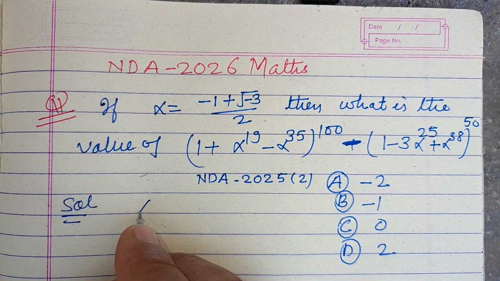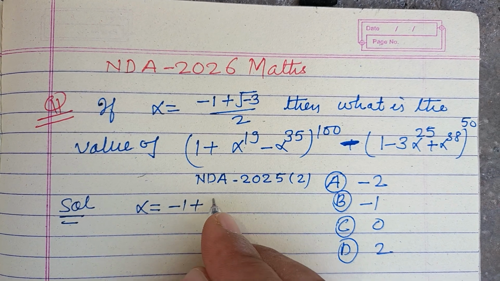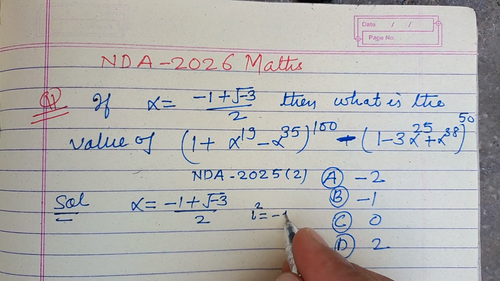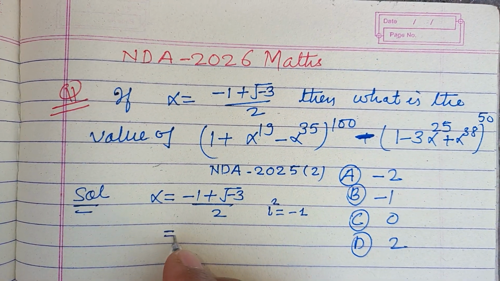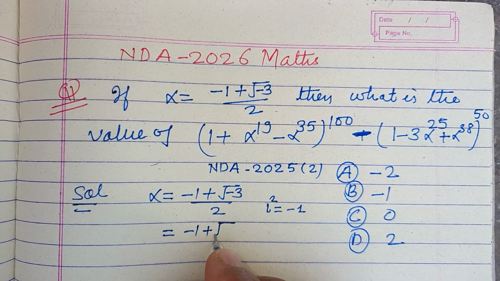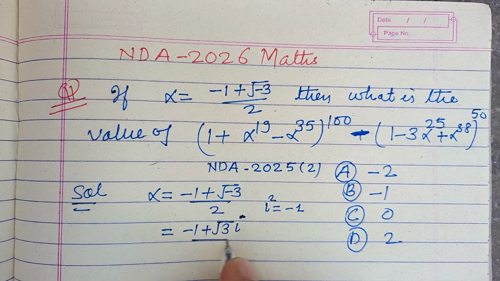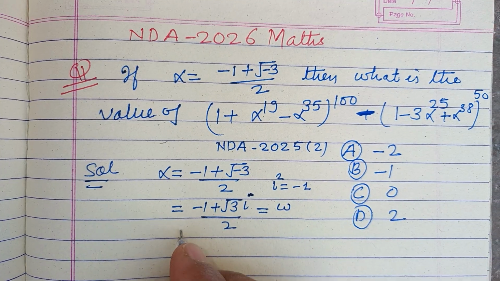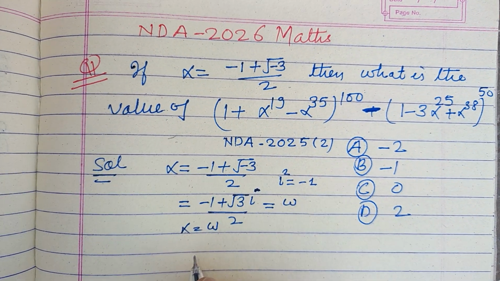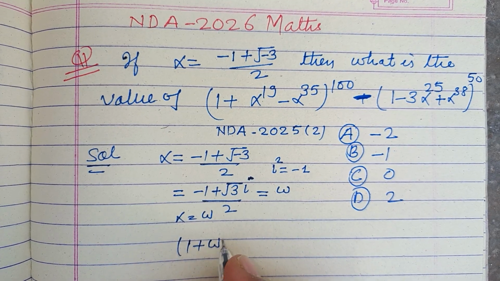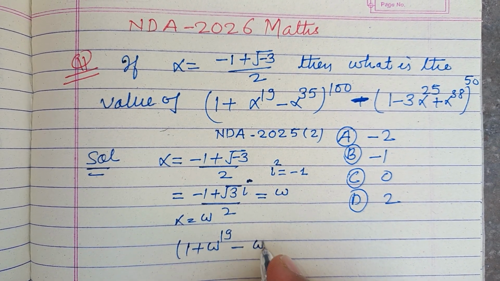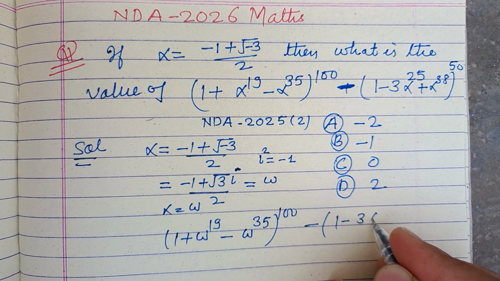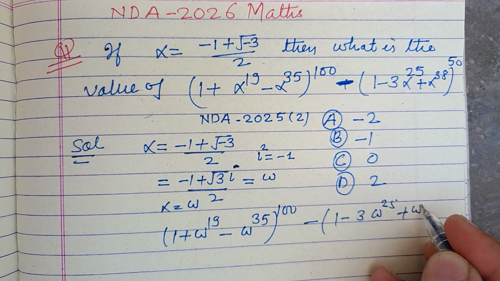So students, here alpha is given to us as (-1 + √-3)/2. You know that i² = -1. Therefore alpha is (-1 + √3 i)/2, and this is the value of omega, the cube root of unity. So alpha equals omega. Putting these values, (1 + ω^19 − ω^35)^100 − (1 − 3ω^25 + ω^38)^50.